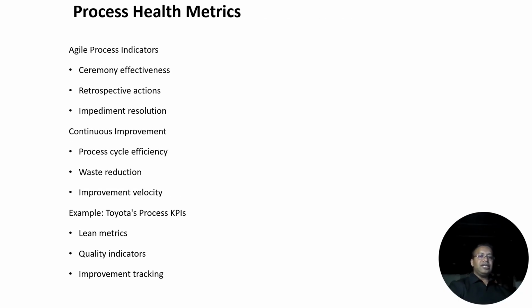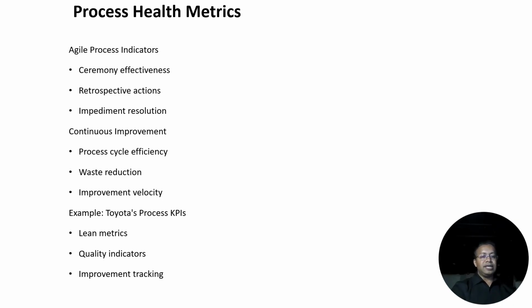We're also interested as an agile leader in the process health. So agile leaders implement several innovations and opportunities within the organization, and therefore they are interested to measure how good our processes are and what's the process health. Agile process indicators like ceremony effectiveness, retrospective actions, impediment resolution, anything to do with assessing projects, understanding success points, understanding challenges, problem areas, identifying areas of improvement, having continuous improvement implemented within the organization.